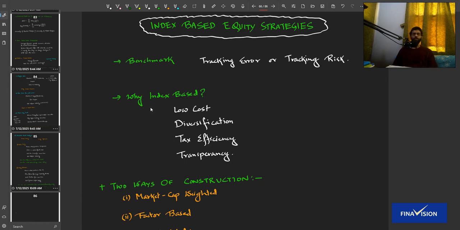Index-based equity strategies. Hello and welcome friends to this new chapter of CFA Level 3. This is the first chapter of the CFA portfolio management pathway. So this is the first chapter on this traditional pathway segment, and this is part of the first chapter of volume 1. We are going to discuss all the segments that are included in this chapter here.